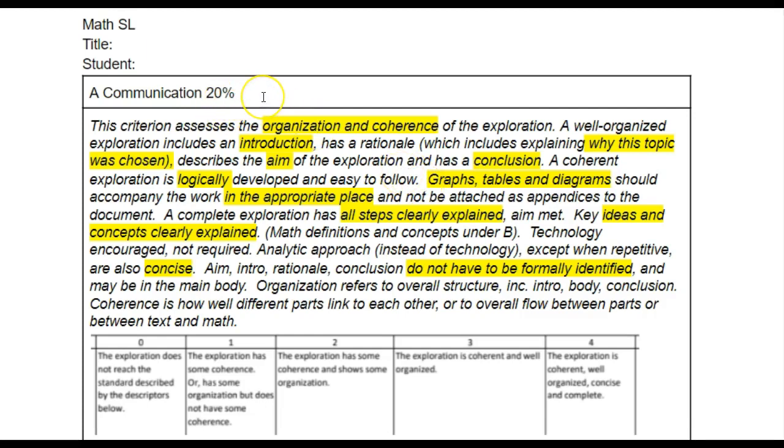Let's start first with communication. It's one of the most obvious parts of the IA. You always expect that some part of it is related to your writing. But look at this. Only 20% of the grade is related to the writing. And basically, if you look through the words that are written here, they never talk about grammar, they never talk about spelling. What they want is something that is clearly understood. So if your grammar and your spelling are not that great, but it doesn't interfere with understanding, then that's fine.